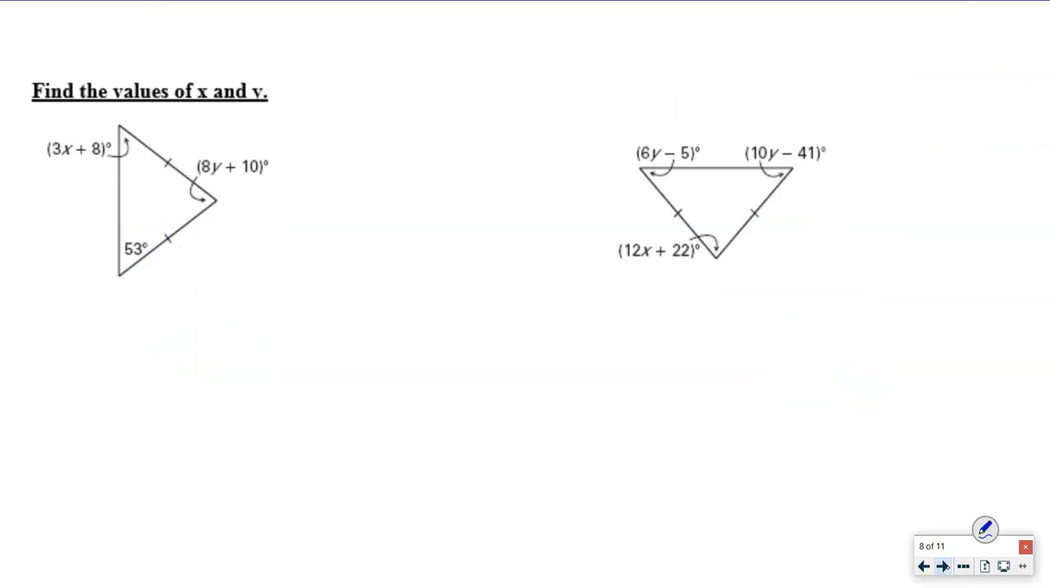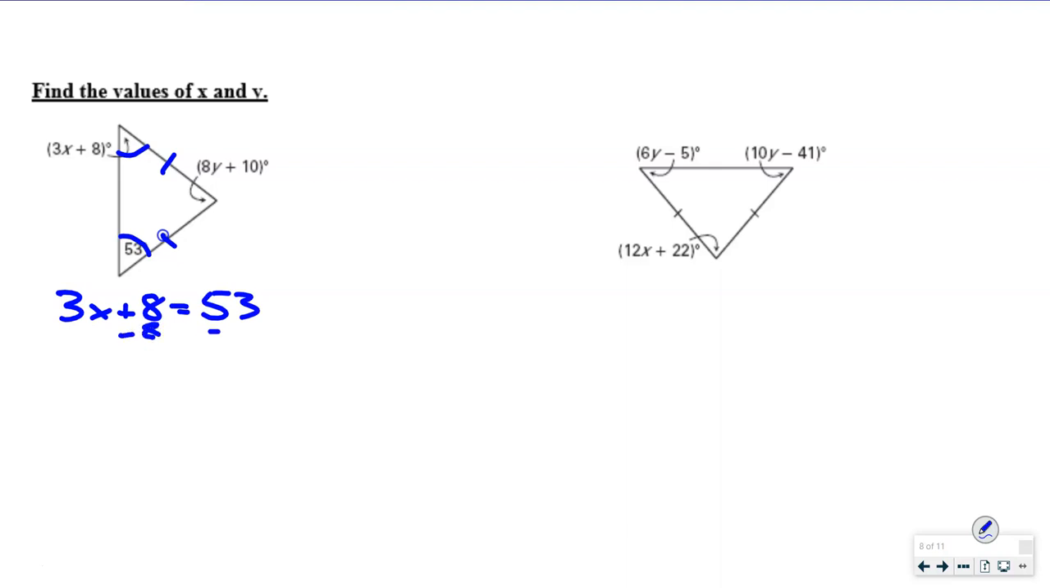All right, now we need to find the values of x and y. So looking at our first triangle here, we see it's an isosceles triangle. We've got two congruent sides marked. So that tells me that these two angles are going to be congruent. Notice my y is not part of those congruent angles. But I can use my knowledge of those being congruent to help me solve for x. So I know 3x plus 8 equals 53.